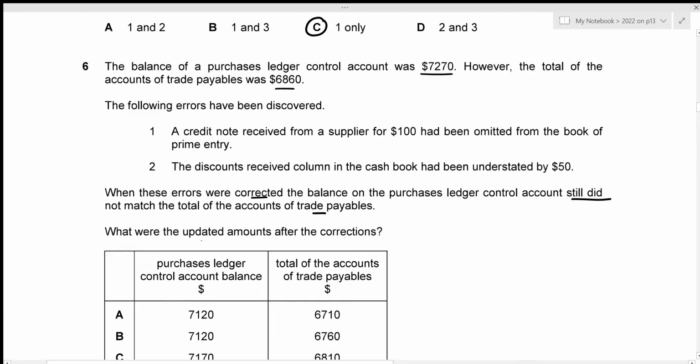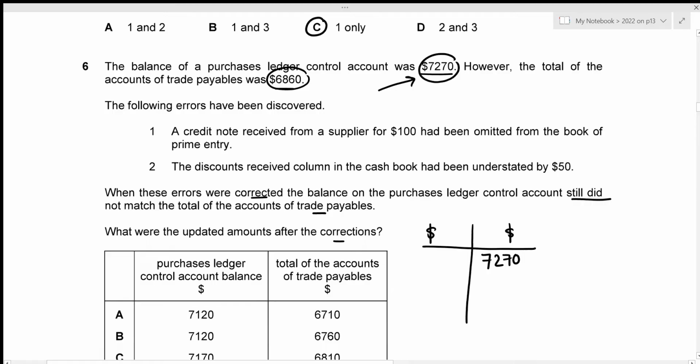Now, we just need to figure out the updated amounts after the corrections, which means that we need to correct this balance of 7,270 for our purchase ledger control account and this balance of 6,860 for the accounts of trade payables. Let's start with the correction of our purchases ledger control account. So I'm just going to prepare it right here. This is the debit side and this is the credit side. And remember that whenever we're preparing the purchases ledger control account, our opening balance is always recorded on the credit side. So we just need to record this amount of 7,270 on the credit side.